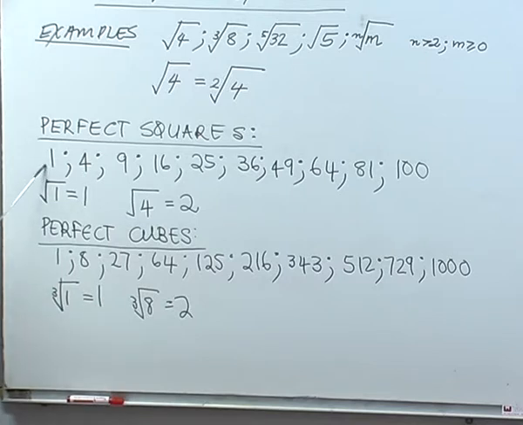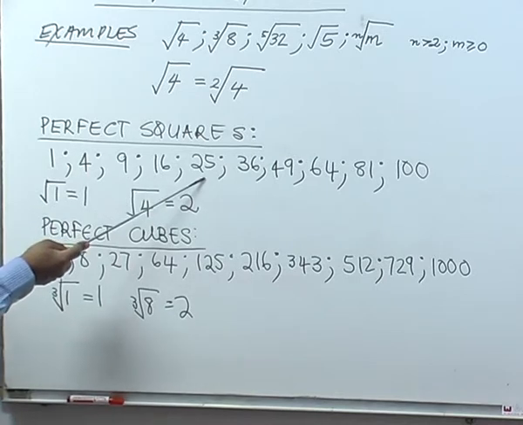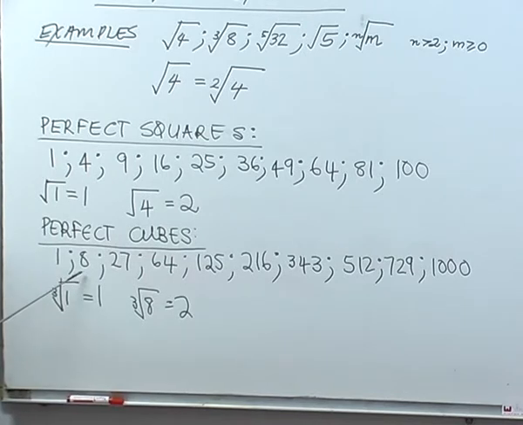You see, you build the squares very easily. You build the squares like this. This is 1 times 1. This is 2 times 2. This is 3 times 3. This is 4 times 4. That is 5 times 5, etc. This is 1 times 1 times 1. This is 2 times 2 times 2. This is 3 times 3 times 3, and so on.